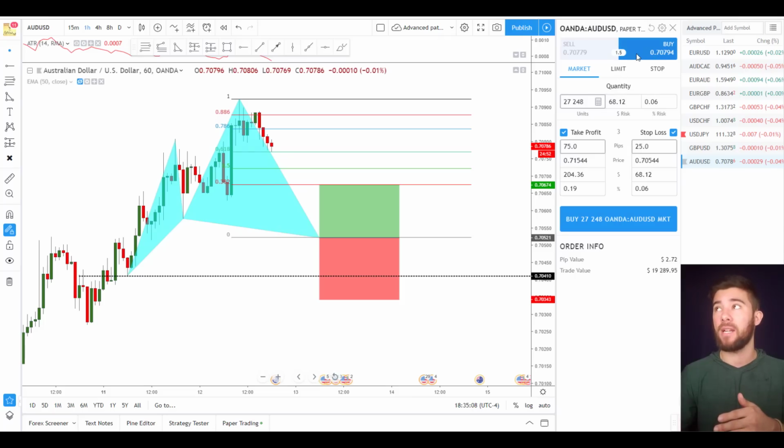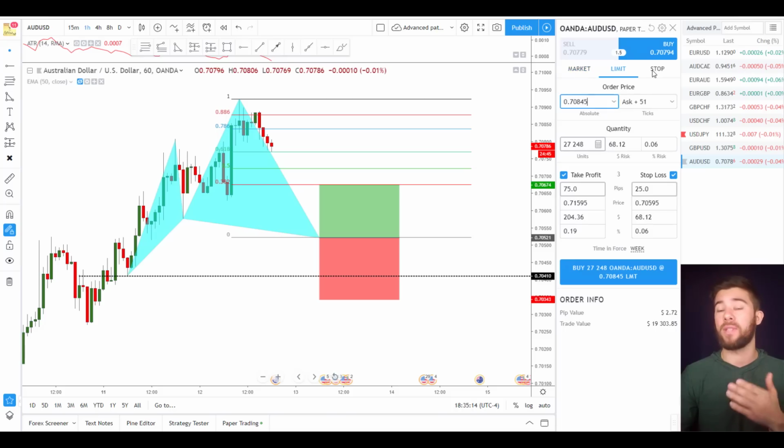I have buy set up. You can either do buy or sell. Sell is always going to be red. Buy is always going to be blue. You can do a market order, a limit order, or a stop order. For this specific scenario, I'm using a limit order. Now that I'm using a limit order, I'm going to type in my entry price. My entry price is 0.70521. At that point, I have my entry price placed.